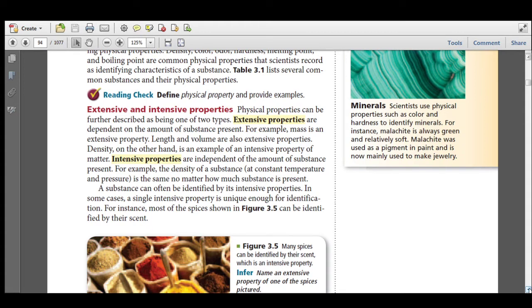Intensive properties are independent of the amount of substance present. For example, the density of a substance at constant temperature and pressure is the same no matter how much of the substance is present. A substance can be identified by its intensive properties. In some cases, a single intensive property is unique enough for identification.